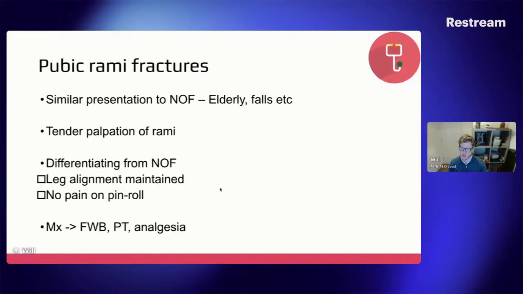The management's also very different, so we don't often consider surgery in these patients, especially if they're elderly or if it's a low impact injury mechanism, such as a fall from standing height. We focus much more on full weight bearing, physiotherapy, and analgesia.